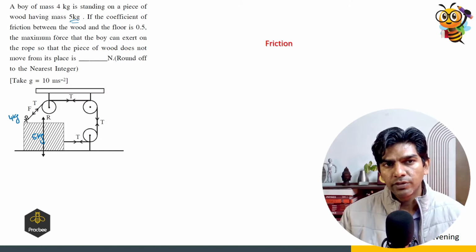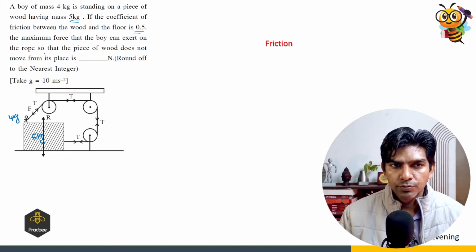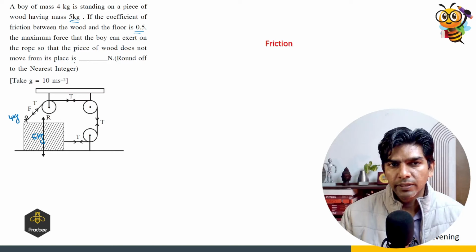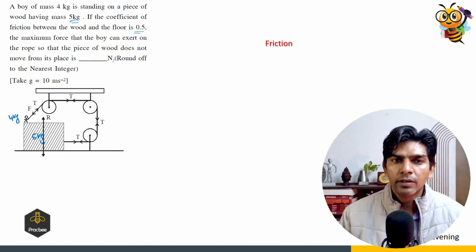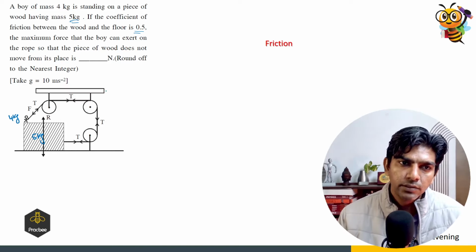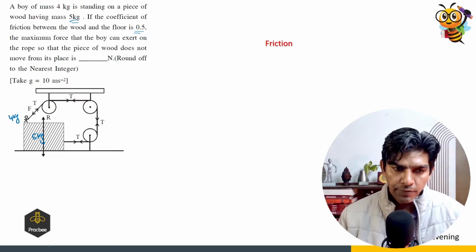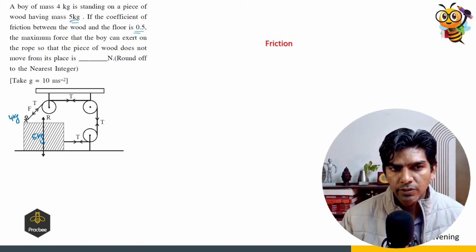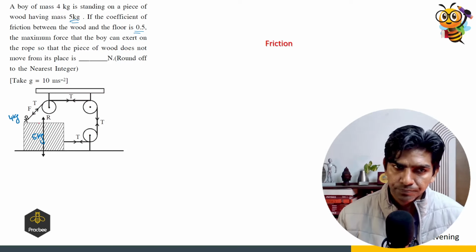If the coefficient of friction between the wood and the floor is 0.5, the maximum force that the boy can exert on the rope so that the piece of wood does not move from its place, in Newton we have to calculate, and we have to round off the answer up to the nearest integer. Now in this case, they have not mentioned in which direction the person is pulling the string. They have shown that the string is making certain angle with the horizontal.